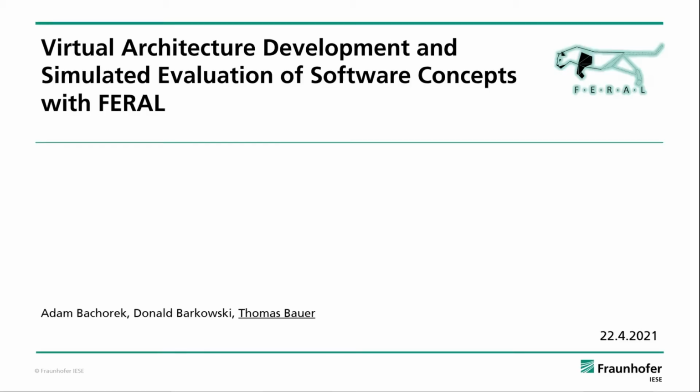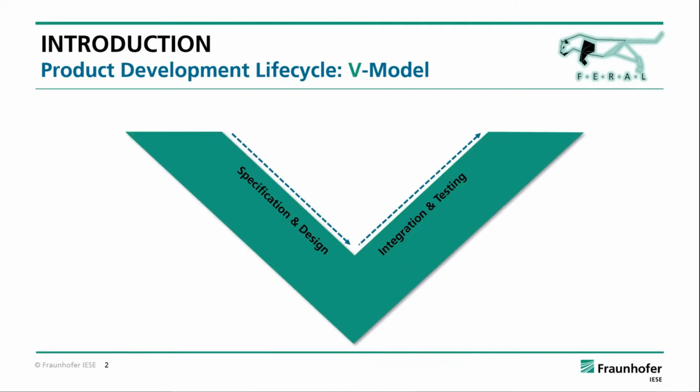I'm Thomas Bauer. I'm with the Fraunhofer Institute for Experimental Software Engineering in Kaiserslautern, Germany. And today I will talk about our virtual validation method, which is called Virtual Architecture Development and Simulated Evaluation of Software Concepts with the tool framework VAL. This is joint work with my colleagues Adam and Donald. Today I will basically give some insights into the method and also the tool, with some concrete examples.